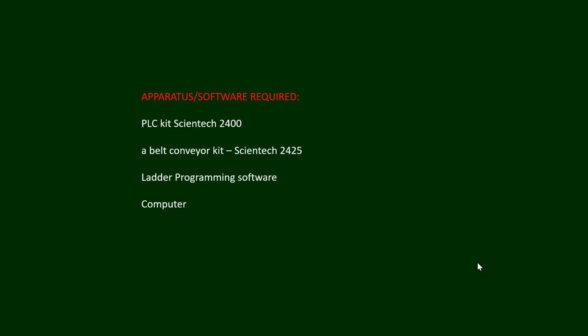PLC kit: I am using Syntec 2400. Belt conveyor kit: Syntec 2425. Both are provided by a company named Syntec. I am going to show the photograph of the belt conveyor kit and PLC kit. Along with the PLC kit, they have provided one ladder programming software. Of course, a computer is required to do the ladder programming.